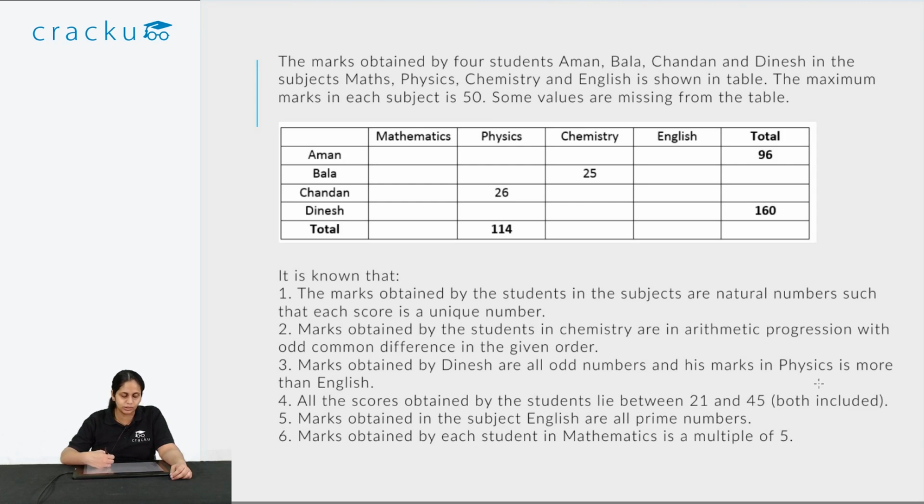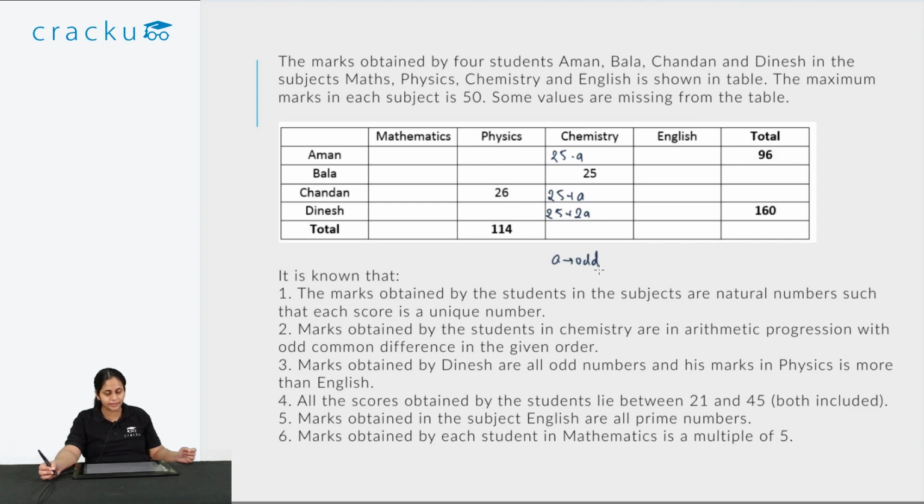Now we have been given clues about that. The marks obtained by the students in subjects are natural numbers such that each score is a unique number. Marks obtained by the students in chemistry are in arithmetic progression with an odd common difference in the given order. So that means this will be 25 minus A, this will be 25 plus A, this is 25 plus 2A, such that A is odd. Marks obtained by Dinesh are all odd numbers and his marks in physics is more than English. All the scores obtained by the students lie between 21 and 45.